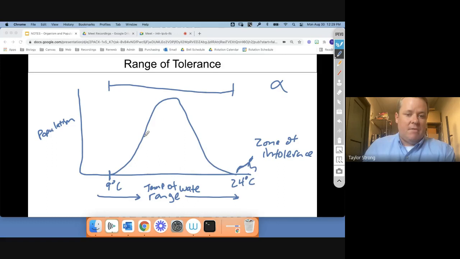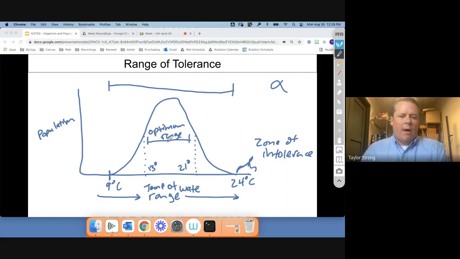But we also have this range here, where you can do some math, and it would have to do with standard deviation and things like that. But what you can do is find the range where most of them will live, right? Because this is the range. Oh, and I think it gave something like 13 degrees to something like 21 degrees. This is the optimum range right here, where you're going to find the most of these steelhead trout.